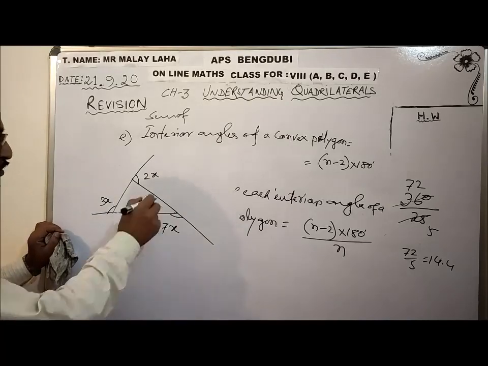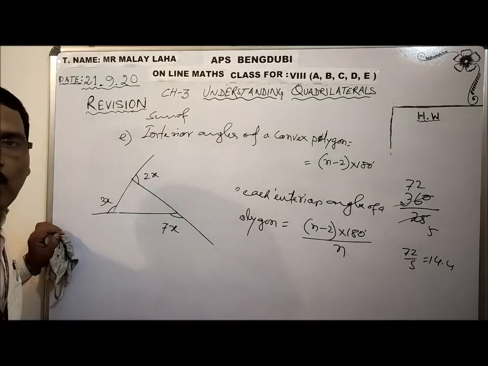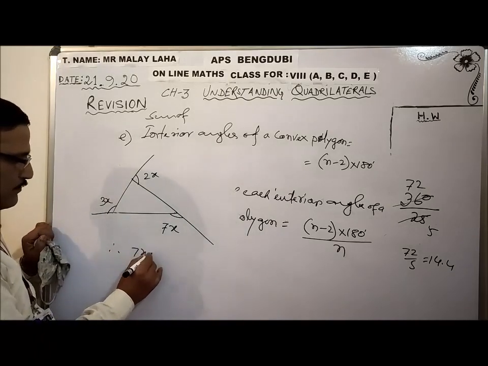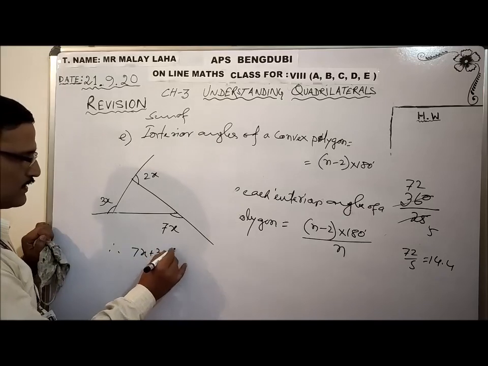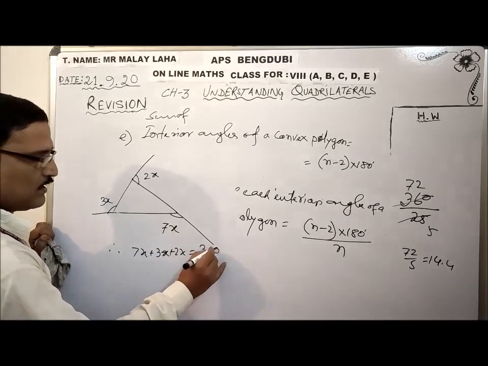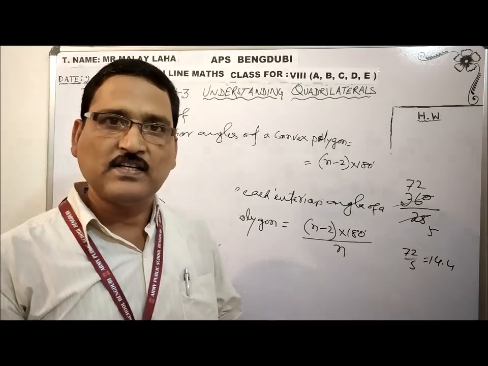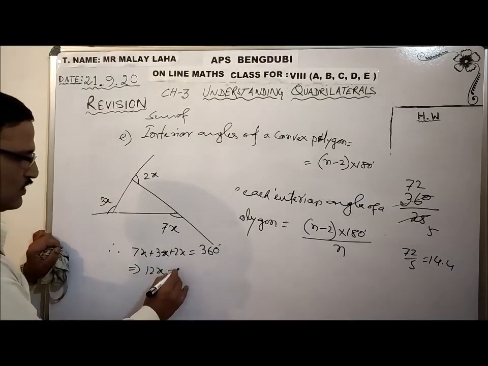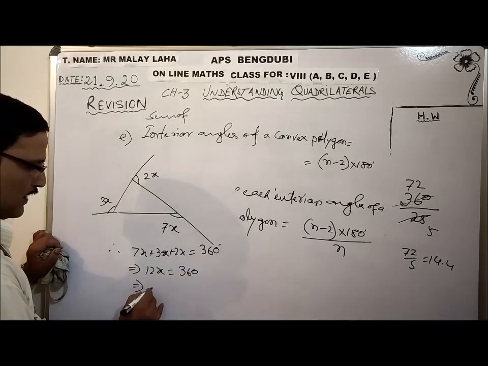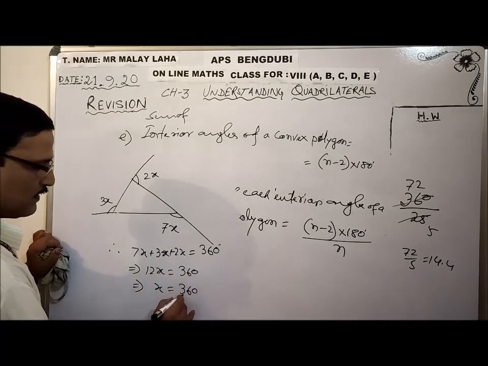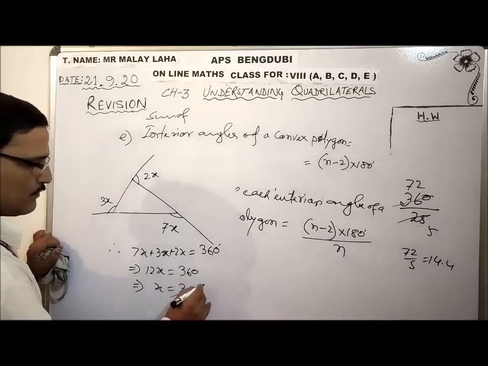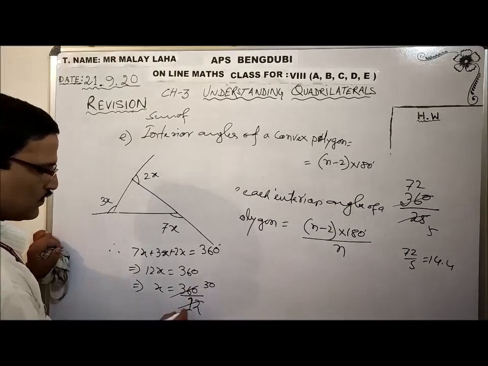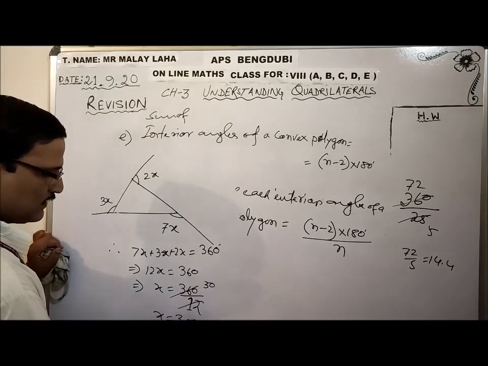What will I do? I know all the angles sum together. What will be the angle? 360 degree. So therefore 7x plus 3x plus 2x equals 360 degree, because the exterior angle sum of the polygon is fixed, 360 degree. So 12x equals 360 degree, or x equals 360 degree by 12. Cut, 30 degree. So x equals 30 degree.